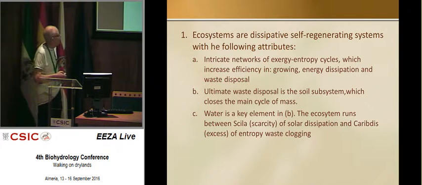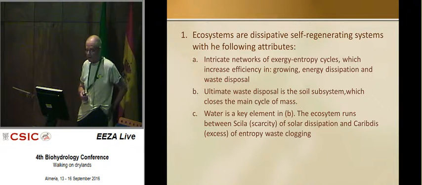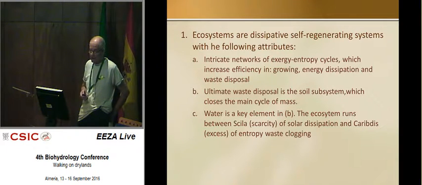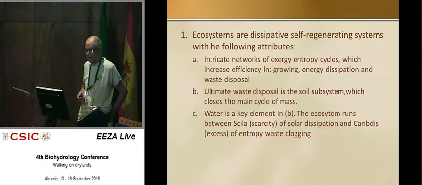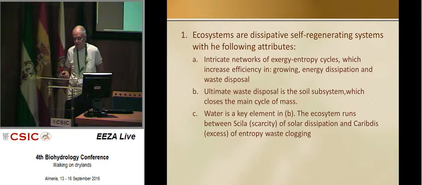Well, let's summarize now in a very short way. Concerning ecosystems, they are dissipative self-regenerating systems, and you can distinguish the following attributes. This kind of intricate networks of energy and entropy cycles, which increase terribly the efficiency, and the energy dissipation is very little by little. And the ultimate waste disposal is in the soil. And water is a key element for all that runs or not. This between Scylla, which is scarcity, and Charybdis, which is turf. Okay?